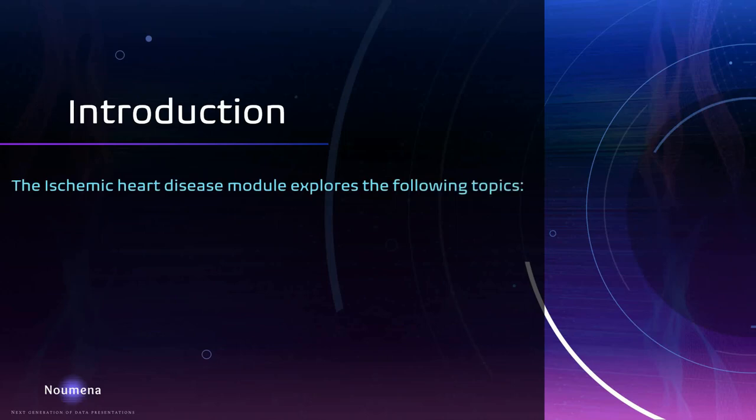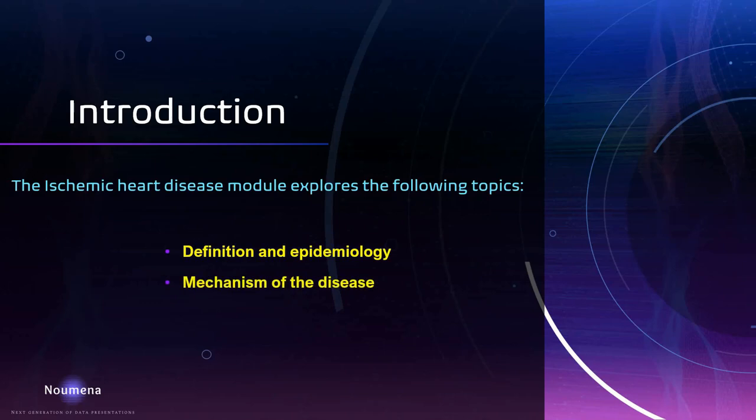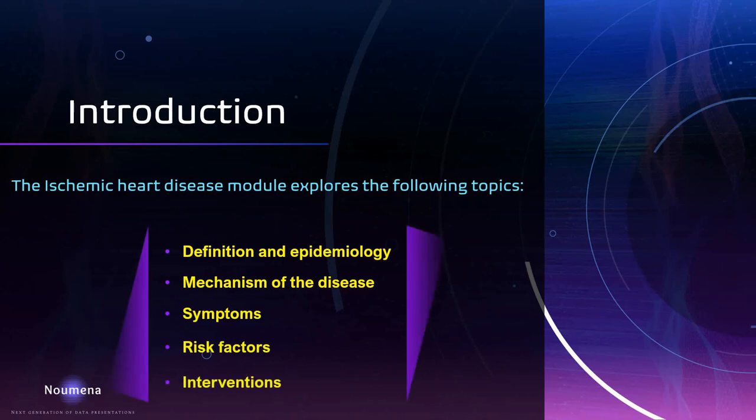Together, we will explore and explain the following topics regarding the most prevalent cardiovascular disease, ischemic heart disease. Definition and epidemiology. Mechanism of the disease. Symptoms. Risk factors. And interventions. Let's begin our exploration of ischemic heart disease with the definition.